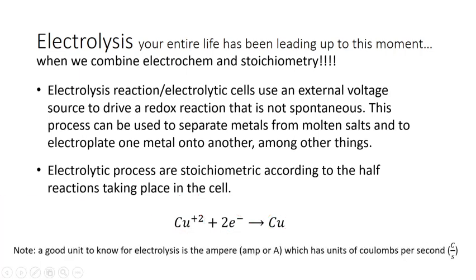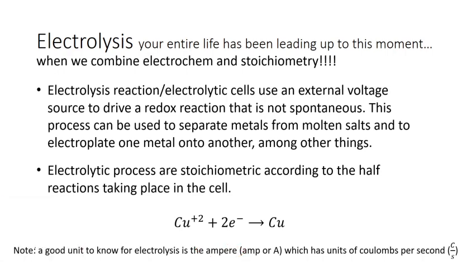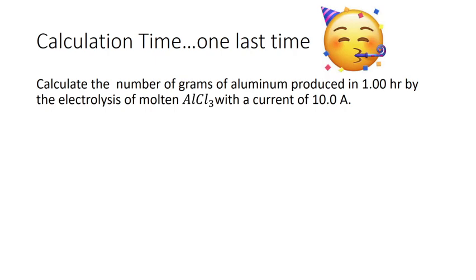Now, something good to note that I have put up here is there is a unit called the amp or ampere, which has units of coulombs per second, which is going to be good to keep in mind because usually when we're dealing with electrolytic processes or electrolytic cells, right, we are going to have some amount of time that we are passing a current, which will have a value of some number of amperes through the cell to drive a chemical reaction.